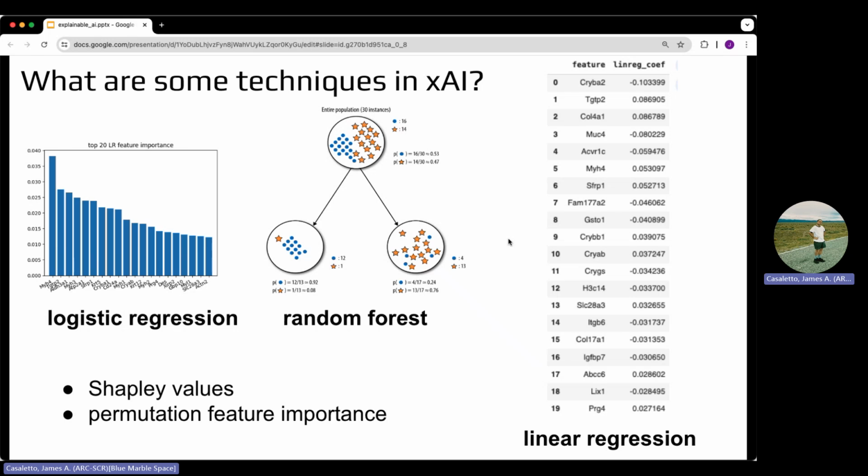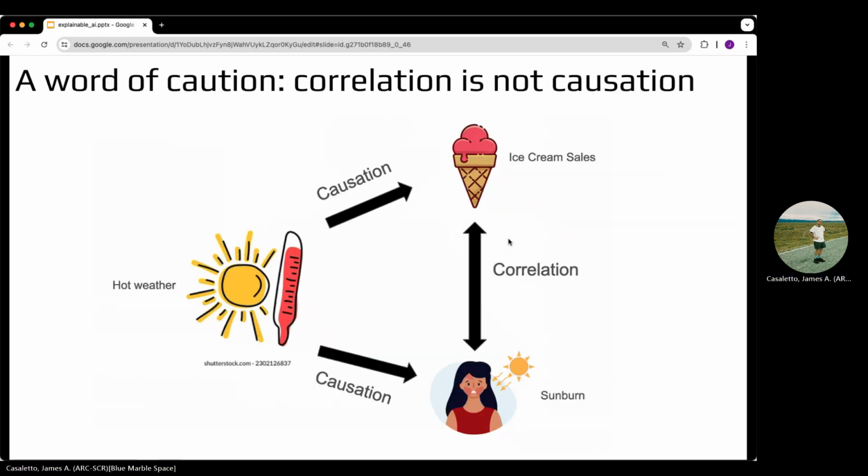Similar to logistic regression, in linear regression, the magnitude of the coefficients may be used as a crude indicator of the relative feature importance, again, as long as the features have been standardized to the same scale. There are two other techniques we will discuss in this lesson, namely Shapley values and permutation feature importance, which are agnostic to the model. A word of caution, correlation is not causation.